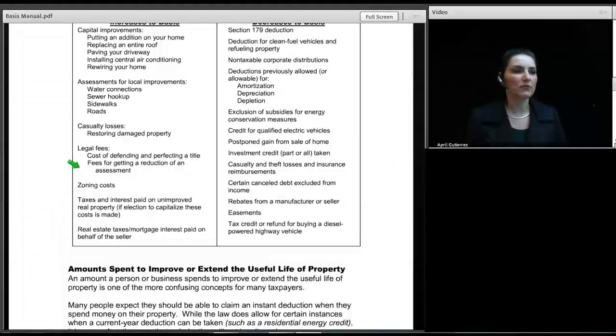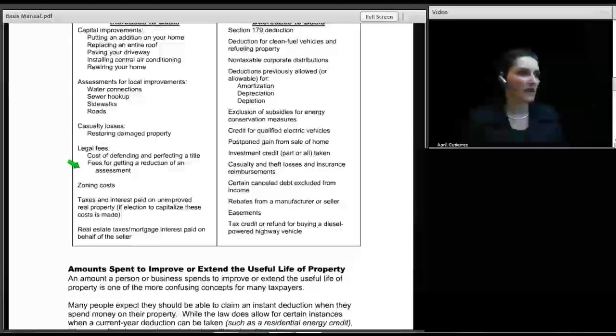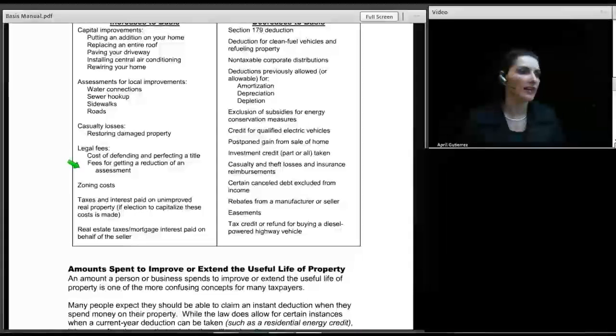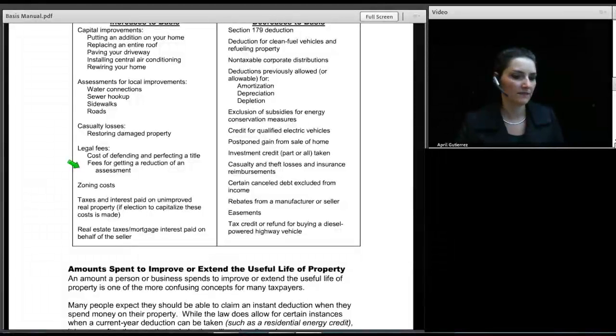So let's think about this. You purchase a vacant lot, and then there comes to be a dispute between you and a neighbor over exactly where the boundary line is. So you hire an attorney to represent you, and you go to court, and finally a decision is made on who owns what piece of land and where the boundary is. All of the legal fees you incur to establish that become part of your cost basis in that land.